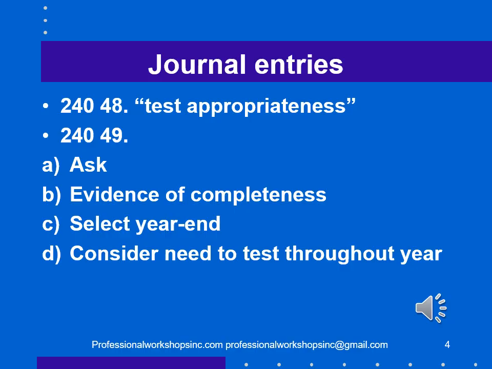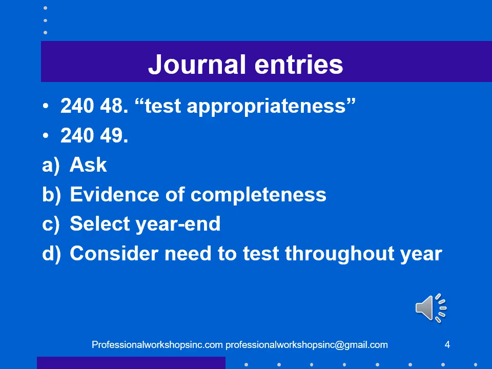Now, the standards are a little unclear on journal entries, were before, still are. If you read only section 240.49, it says select year-end journal entries, and then you don't have to do anything with them, apparently. To figure that out, you have to read 48, where it says test the appropriateness of journal entries, and then 49 goes ask about them, obtain evidence of completeness, select some year-end ones, and consider the need to test throughout the year.